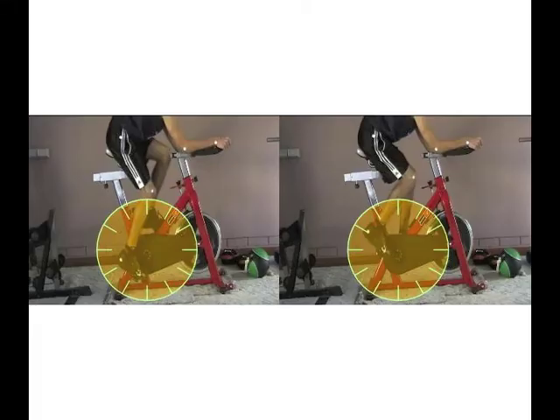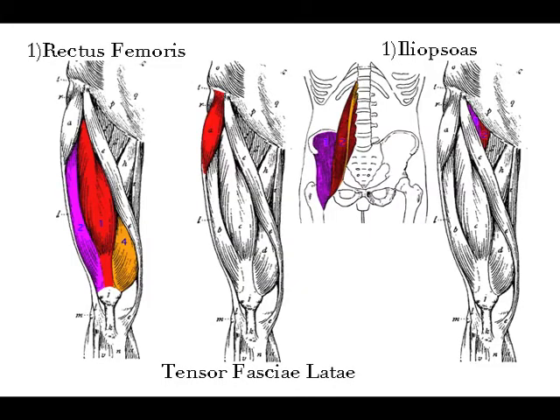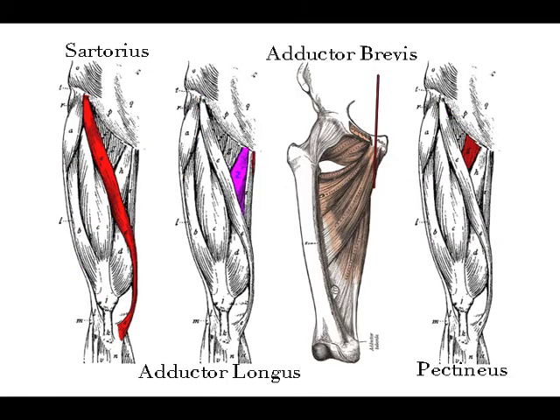7 to 9 o'clock, hip flexors are used. Muscles used in this action are the iliopsoas, hip, tensor fasciae latae, hip, rectus femoris, quads, sartorius, adductor longus, inner thigh, adductor brevis, inner thigh, and pectineus, upper thigh.